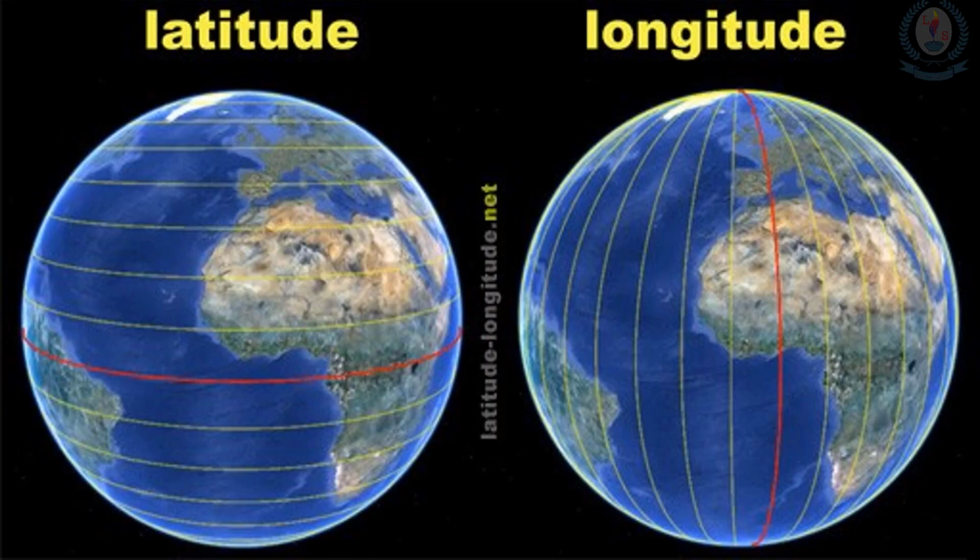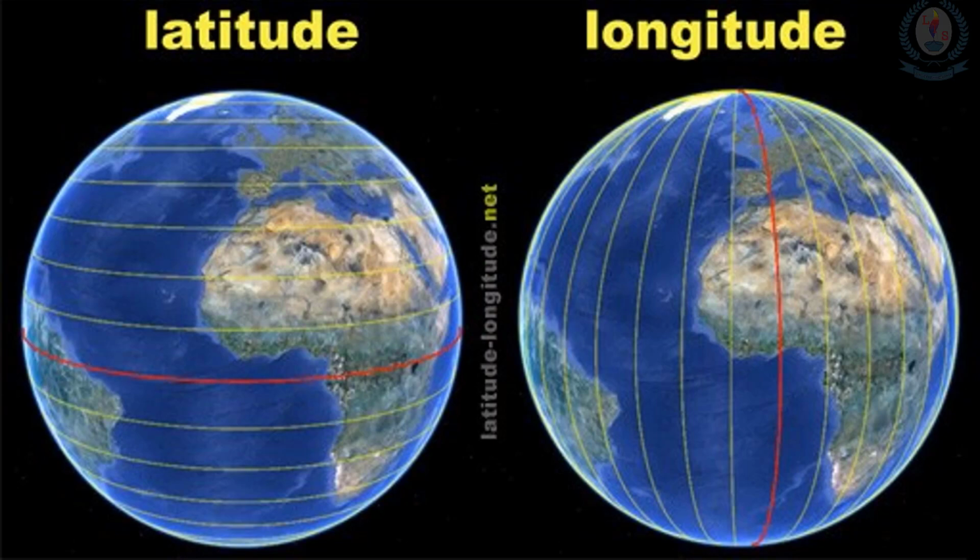These lines are known as meridians. The meridian that runs through Greenwich, England, is internationally accepted as the line of 0 degrees longitude, or prime meridian. The prime meridian splits the globe into the western hemisphere and eastern hemisphere.